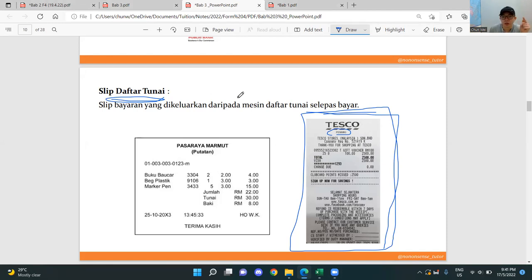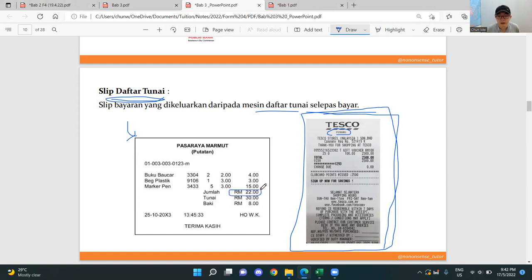Alright, so this is to what? To buktikan selepas you bayar. Alright, so the machine, normally, when you have a cashier, after you pay, they will print out the receipt. So there's a machine daftar tunai. Alright, so this is a more real example, but in the exam or from SPM, normally they will do something like this. Alright, so from here, we know how much. So this is the jumlah.